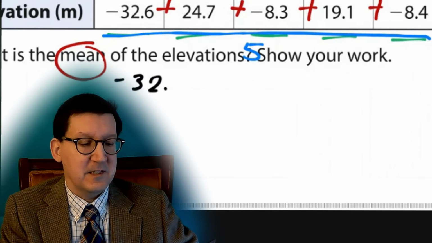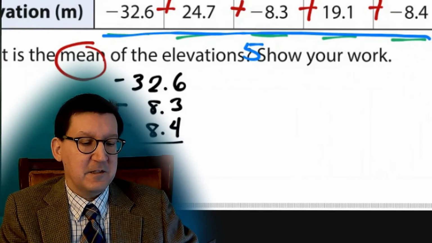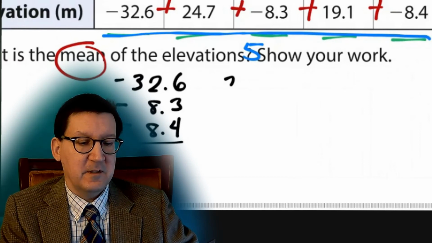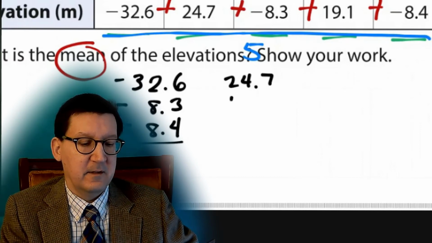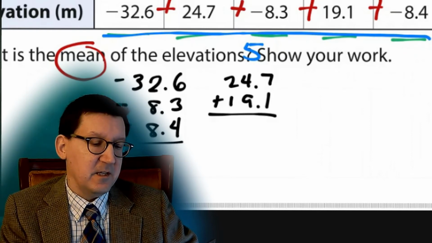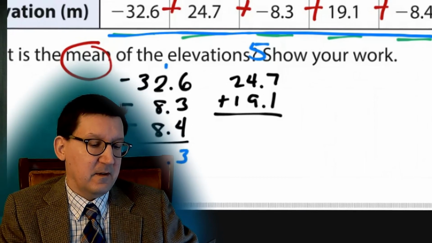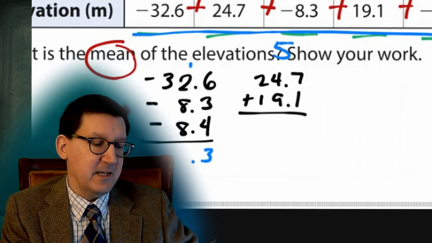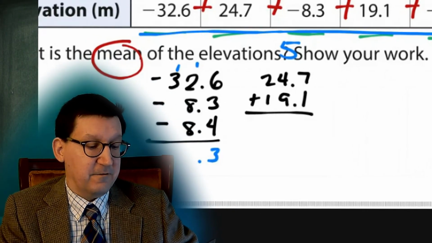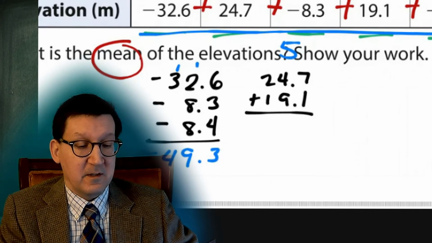So negative 32.6, let's take off another 8.3 and take off another 8.4. Those are our negatives. Our positives are 24.7 and 19.1. So then we'll add those together. So 6 plus 7 is 13. 8 plus 8 is 16, and 3 is 19. And 3 and 1 is 4. That's negative 49.3. Now we can add our positives.